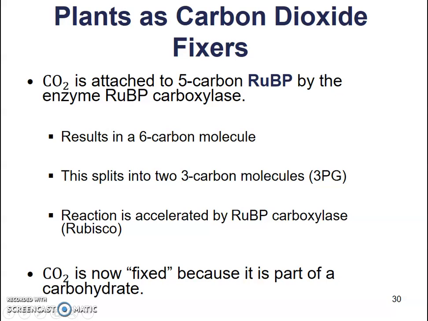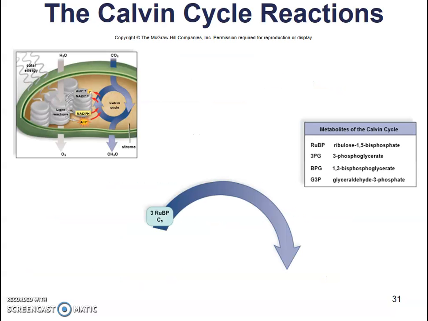Plants as carbon dioxide fixers. CO2, carbon dioxide, is attached to a 5-carbon RUBP by the enzyme RUBP carboxylase and results in a 6-carbon molecule, which is then split into 2 3-carbon molecules called 3PG, and this reaction is accelerated by RUBP carboxylase, also known as Rubisco. Carbon dioxide is now fixed because it is part of a carbohydrate.